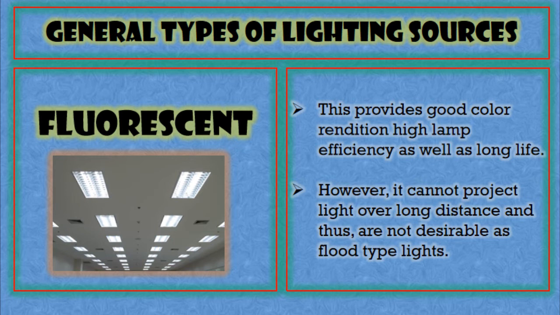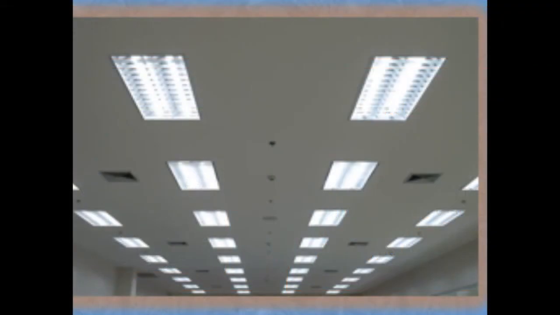So, yun nga lang, it cannot project light over long distances. Kaya kung mapapansin nyo dyan sa picture na meron tayo, napakarami or bawat spaces, yung gap between the installation of fluorescent bulbs magkakalapit. Kasi yun nga, fluorescent bulbs cannot project or cannot cover a wide area. So, yan yung disadvantage niya.